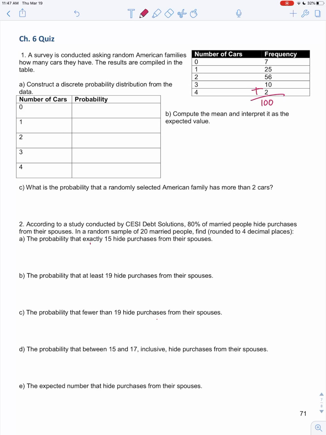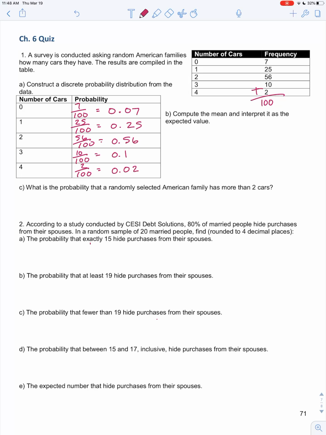So the probability that a random American family has 0 cars would be 7 divided by 100, which is 0.07. The probability that a random American family has 1 car is 25 divided by 100, which is 0.25. The probability that a random American family has 2 cars would be 56 divided by 100, 0.56. The probability that a random American family has 3 cars is 10 divided by 100, which is 0.1. And the probability that a random American family has 4 cars would be 2 divided by 100, which is 0.02.